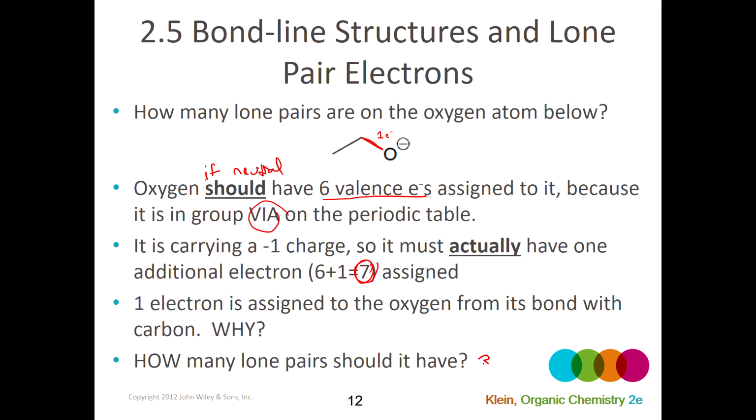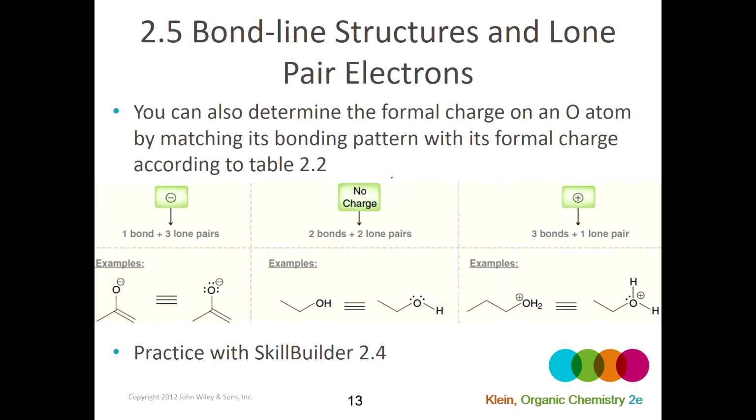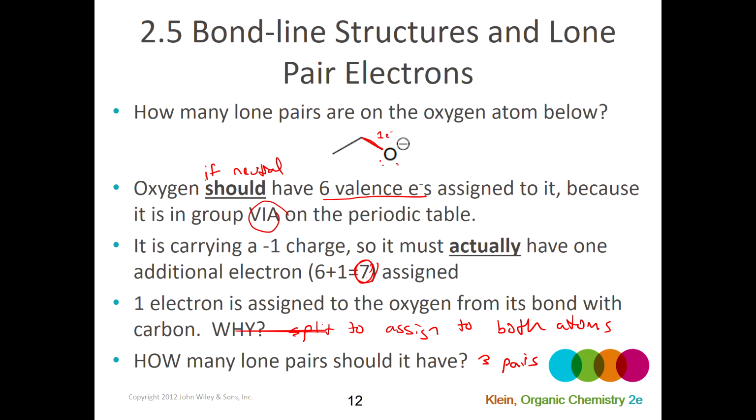Well, there need to be 6, or 3 pairs. So here, why is only one electron assigned to the oxygen from the shared pair? Because the other electron is assigned to the carbon. We always split them, we split them to assign them to both atoms. And so here I need 3 pairs. I would have to draw in those 3 pairs. That way it has 6 total by itself plus 1 more from the shared pair. That assigns 7 to it. And when it only needs 6, if it has an extra electron, that's what accounts for the extra negative charge there.